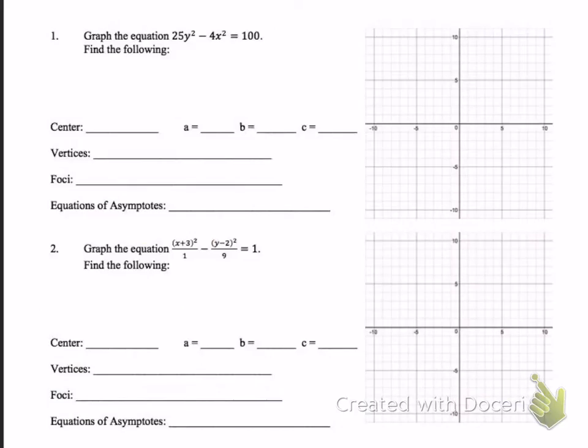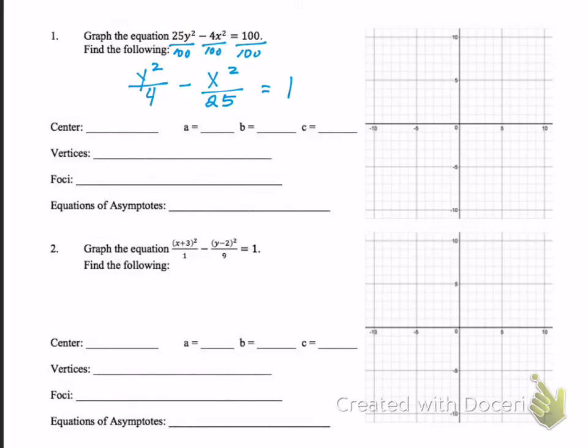All right, so for number 1, we want to put it in standard form first. So when you look at standard form, what is it all equal to? 1. In this equation, it's 100, but in the standard equation, it's equal to 1. So I need to divide everything by 100 first. And so that will make my equation y squared over what? 4 minus x squared over 25 equals 1.